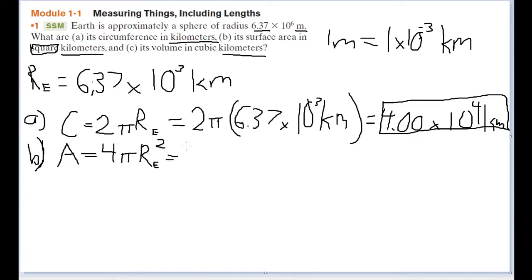Now, it might also be a good idea to memorize that one, though it's not used as commonly, so maybe you won't have to worry about it as much. So 4 times pi times, and let's just once again plug in our little radius. So 6.37 times 10 to the 3rd kilometers. And don't forget the square, by the way.